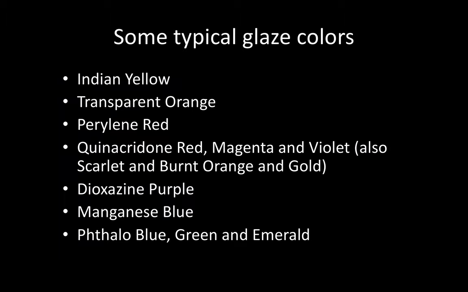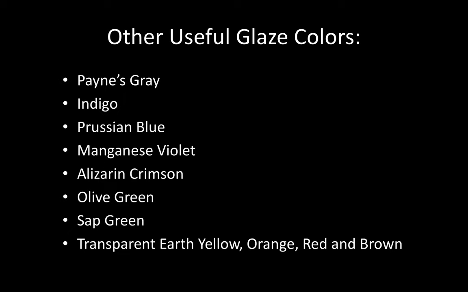Some typical glaze colors, and you have some of these: the Indian yellow, transparent orange, perylene red is one of the warm reds that works out well for a transparent red. Quinacridone red. The quinacridones as a whole are all really great. You have some of the burnt orange, I believe, and the gold. I used the burnt scarlet and the gold. Dioxazine purple is a good glaze color. Manganese blue is really nice. Phthalo blue, green, emerald, those are all nice glaze colors. Other useful ones are indigo or Payne's gray.